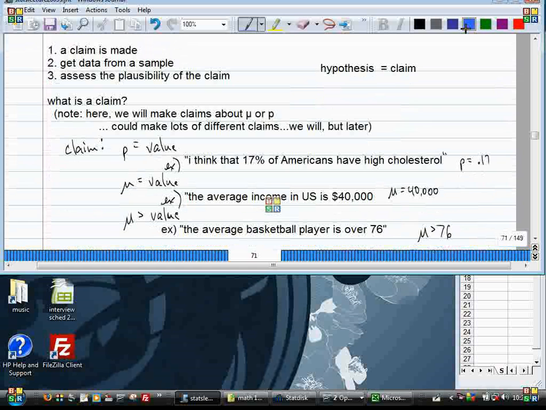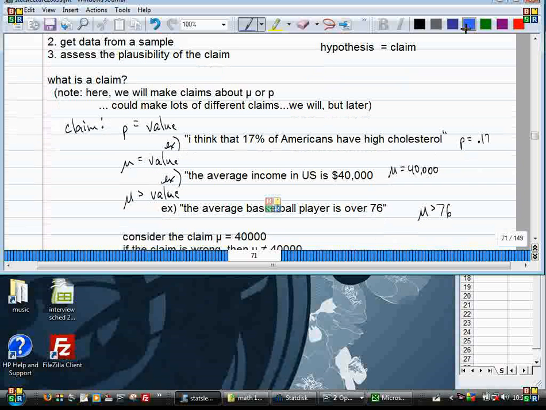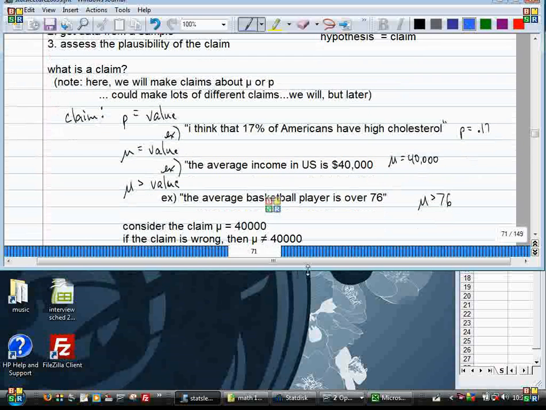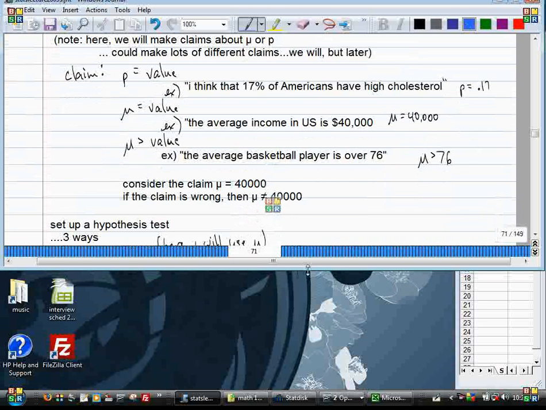All right. So once we make this claim, consider the claim mu equals 40,000. If that claim is wrong, then what's the opposite of that? What's the opposite of mu being equal to 40,000? Yeah, the opposite is mu is not equal to 40,000. So the way we're going to set up a hypothesis test is we're going to write down our claim, which is the null hypothesis, and then we're going to write down the opposite, which is the alternate hypothesis.